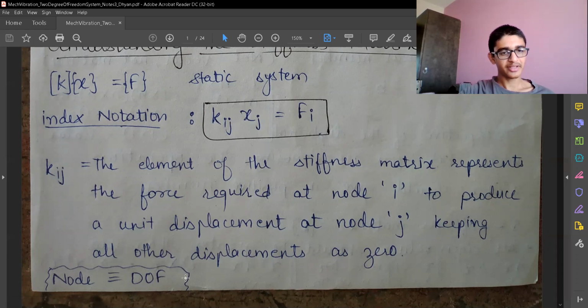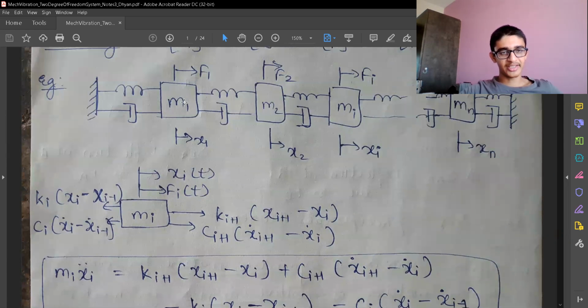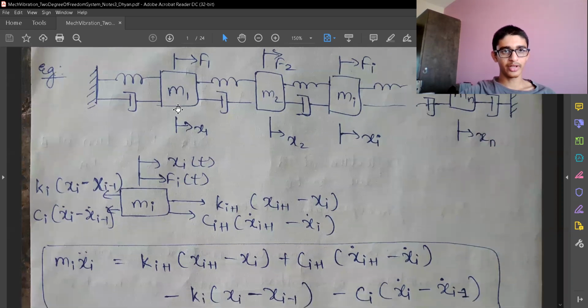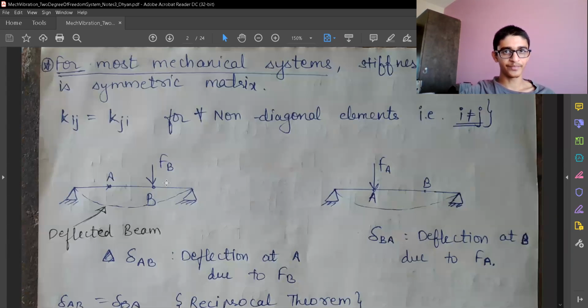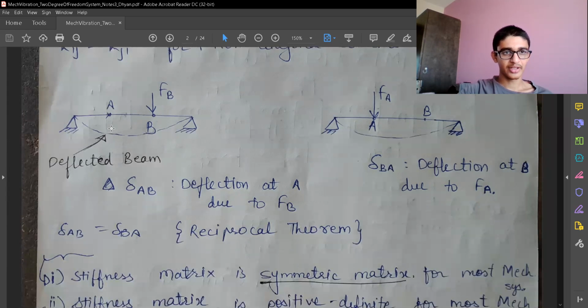A node also means a degree of freedom. So each node means its degree of freedom. This can be estimated as a node and a point mass, so that node has been counted as a degree of freedom. For most mechanical systems, the stiffness matrix is a symmetric matrix. But remember that it is for most mechanical systems. It is not a rule. Symmetric means Kij is equal to Kji for all non-diagonal elements, that is i not equal to j. For diagonal elements, they will have some non-zero values.